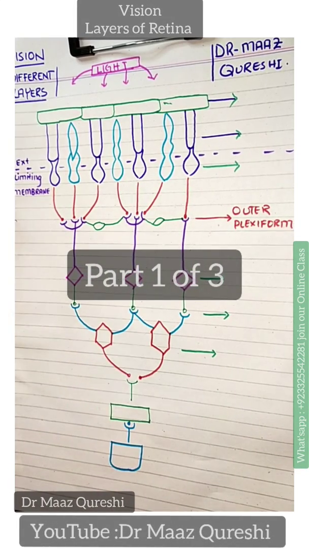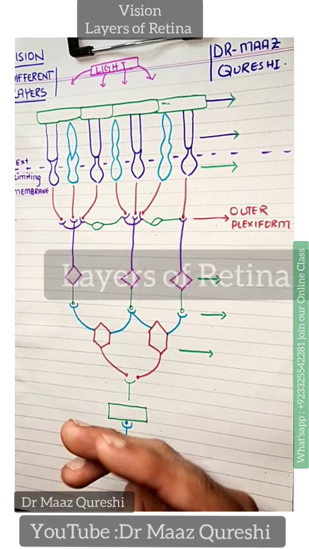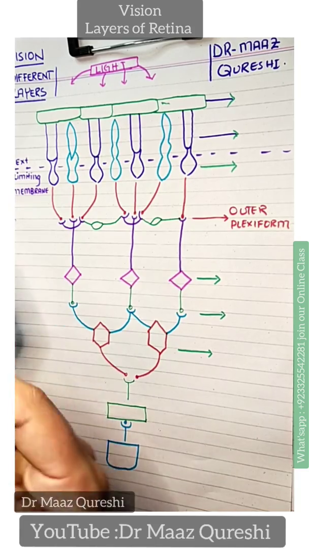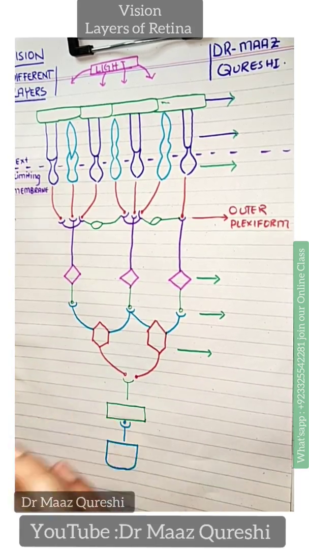What's up guys, this is Dr. Mas Qureshi and today we are gonna talk about not one, not two, but three topics, which is first different layers, then optic tract, and third their lesion on its pathway.